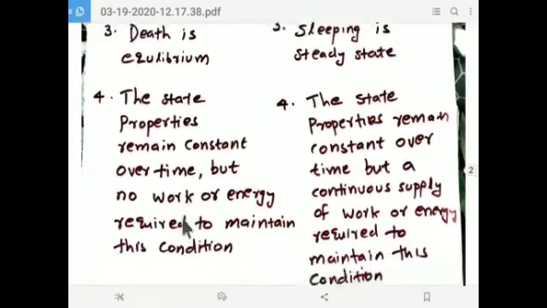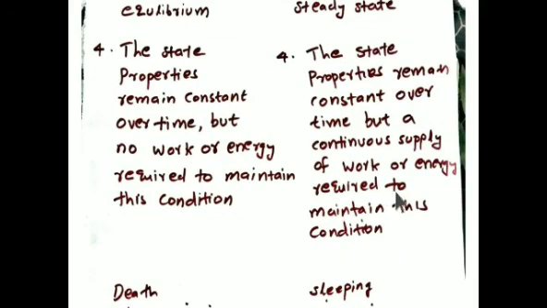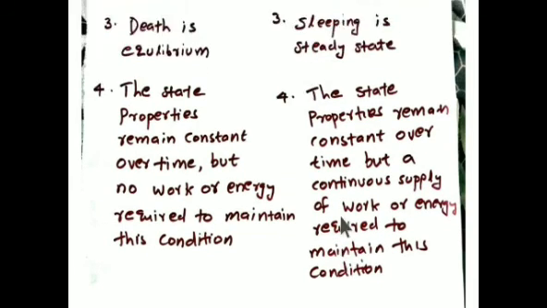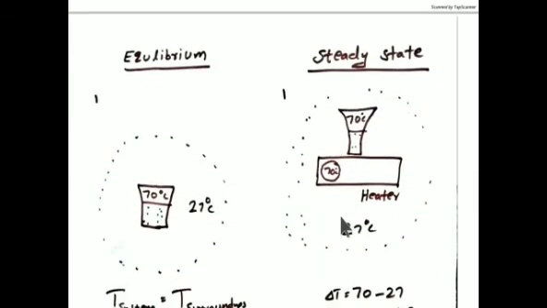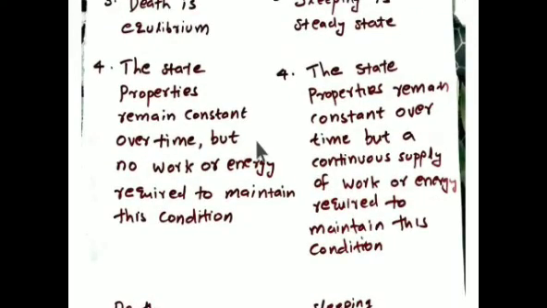But what is steady state? It is the condition where the state properties remain constant over time, but a continuous supply of work or energy is required to maintain this condition. Here I am going to give a continuous supply of heat, thermal energy, using a heater. So this is the definition of equilibrium, and this is the definition of steady state.